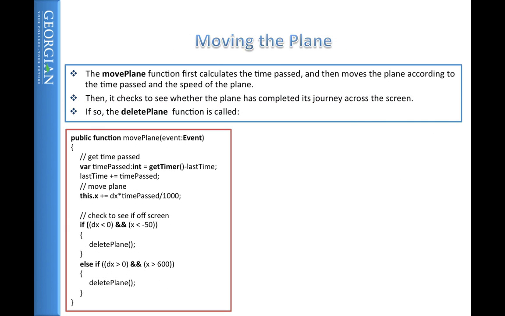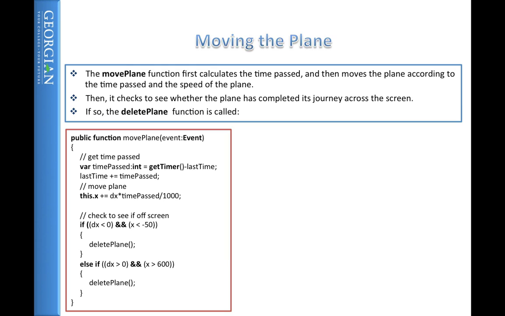And here's my move plane function, or method, if you will. We look at the time passed. This is where the animation comes into play. We're going to move the frame according to the delta x, the change in the frames in the plane speed, and we're going to take the time passed, and we're going to poll every frame as an example.